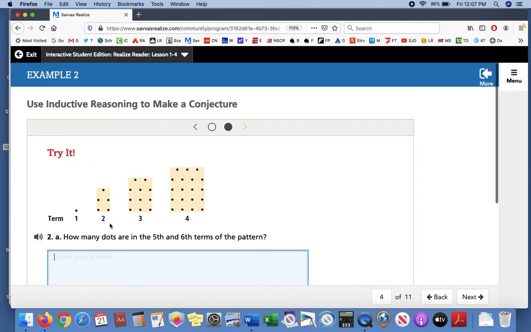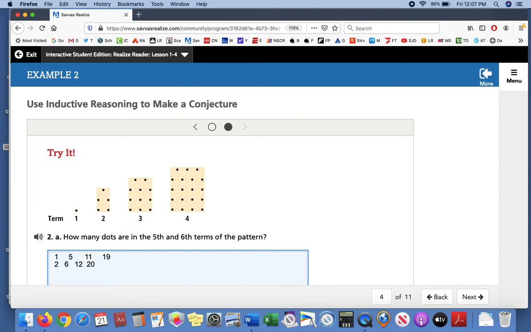I'm going to try to look for some patterns. The first term has 1 dot. The second term has 5 dots. I'm not seeing a pattern there yet. The third one has 3, 6, 9, 11 dots. The fourth one has 4, 8, 12, 16, 19 dots. You know, that's really close to what we had before. If you recall, before we had 2 and then 6 and then 12 and then 20. It's 1 less than that. So I think I'm going to use that.